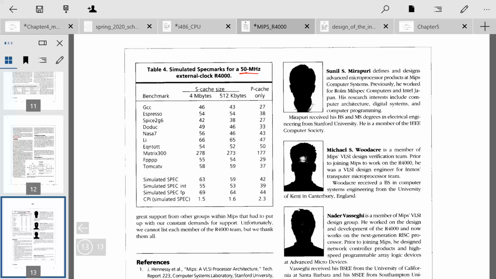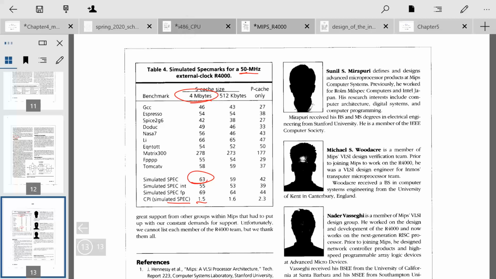the R3000. And in fact, they even show what the CPI is using spec benchmarks. Okay, so they simulate the spec benchmarks, and they can calculate the CPI. The best CPI they get is 1.5, and that's with a 4 megabyte second level cache. We're going to talk about second level cache here in chapter 5. Anyway, with a 4 megabyte second level cache, it can achieve a CPI of 1.5 cycles per instruction. And so if we look at that, the simulated spec ratio is 63. And remember, higher is better.